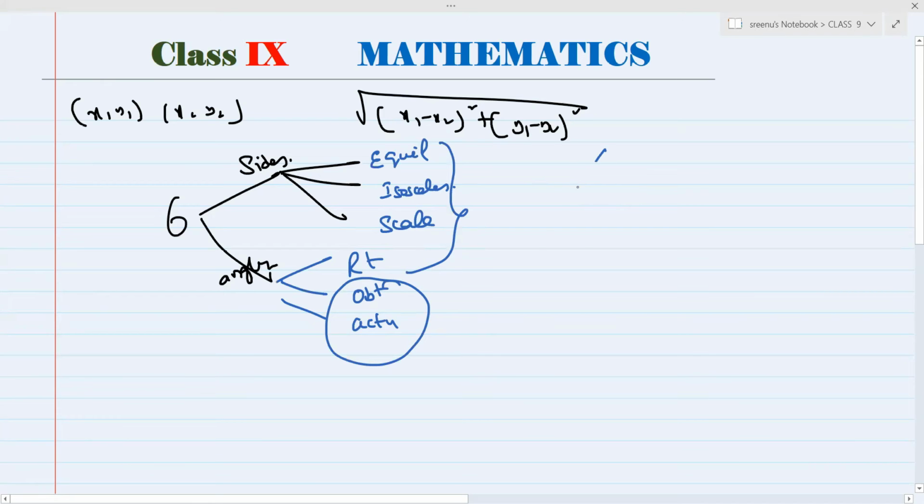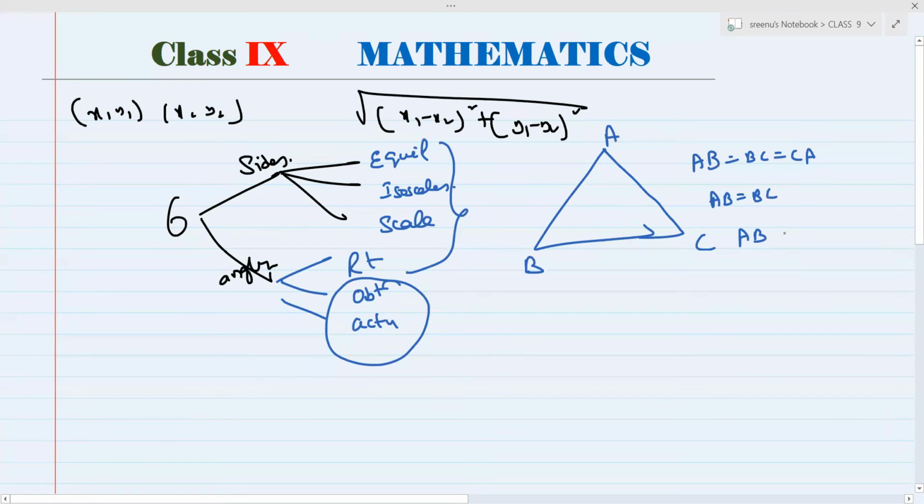Why? Because in an equilateral triangle, all the sides are equal. So we take A, B, C, and AB is equal to BC is equal to CA. Suppose any two sides are equal, that is isosceles. If all the lengths of the sides are different, that is scalene.